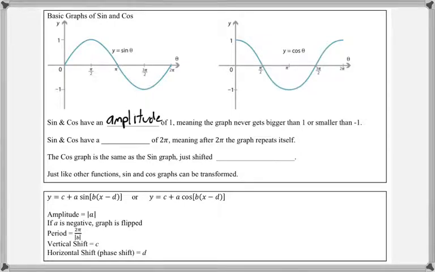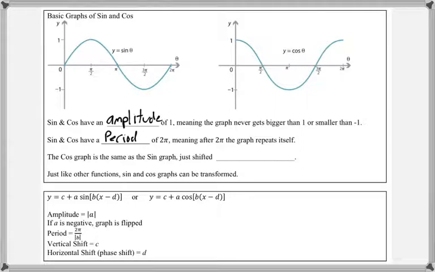Sine and cosine also have a period of 2 pi, meaning that after 2 pi the graph repeats itself. So this is in both directions, so it would be like this, and same for cosine, it would be like that.